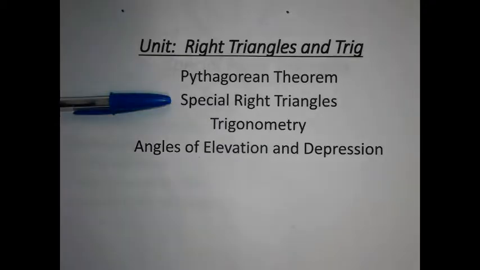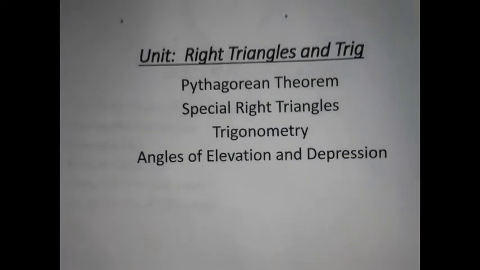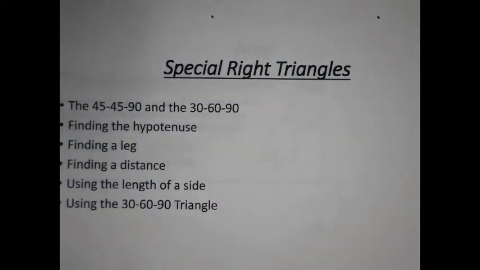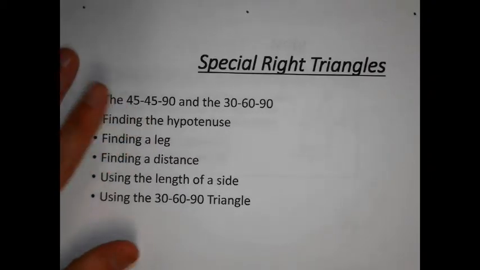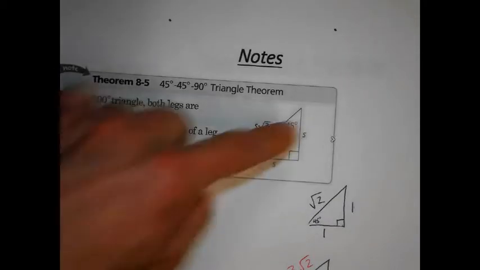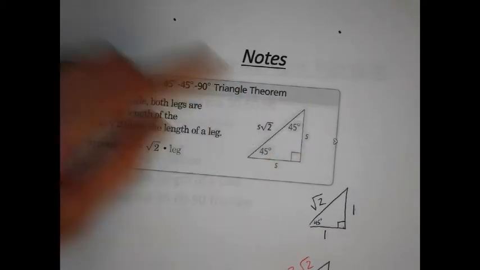All right, folks, welcome back to the lesson on special right triangles. This will be the second of two videos, and we're going to talk now about the 30, 60, 90 right triangle. In the previous video, we talked about the 45, 45, 90. Remember that? Where you have congruent legs and a square root of 2 hypotenuse.